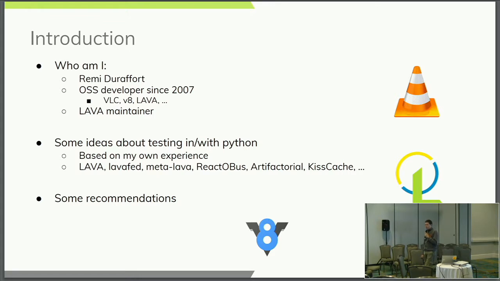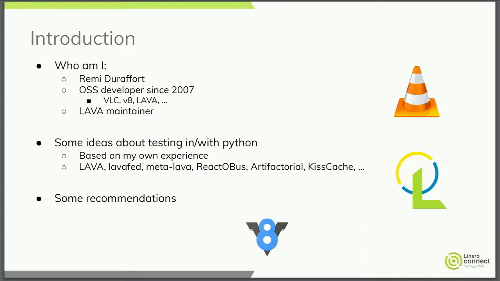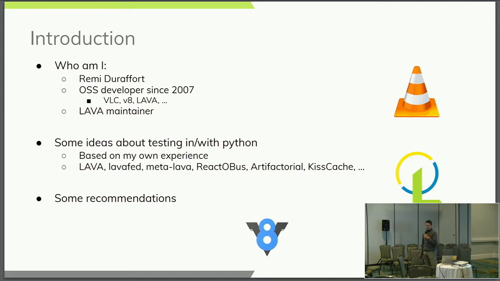I've been working on open source software since something like 2007. I've been working on VLC, V8, and now I'm working mainly on Lava. So now I'm doing mainly Python. The goal of this talk is just to show you some stuff I learned from testing. It's my own experience testing some Lava and Lava related projects. So that's only recommendations and ideas I have about testing in or with Python.